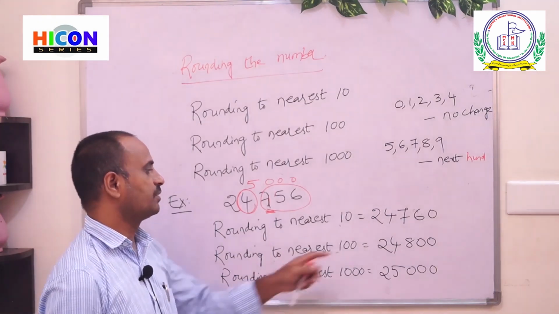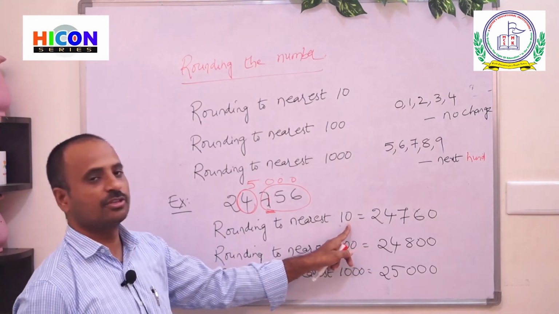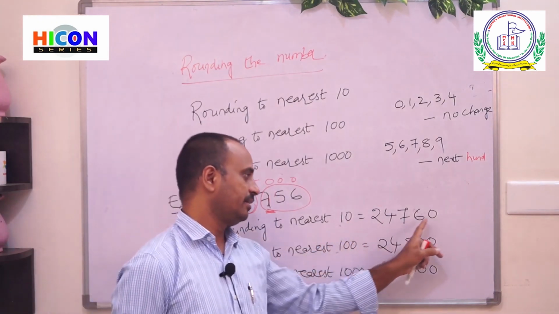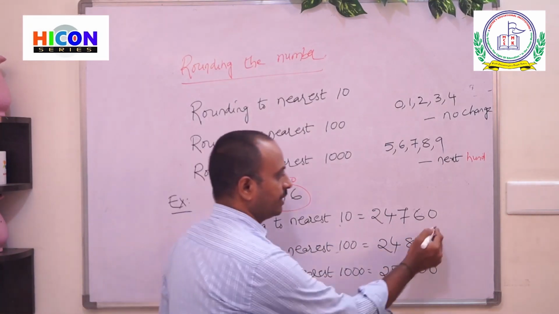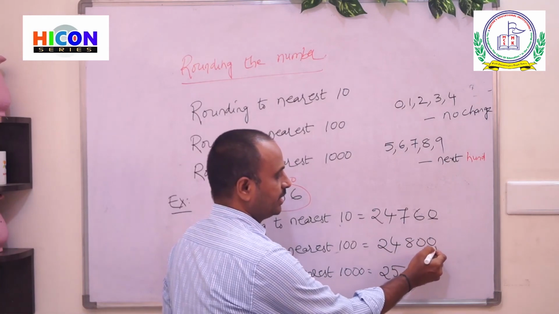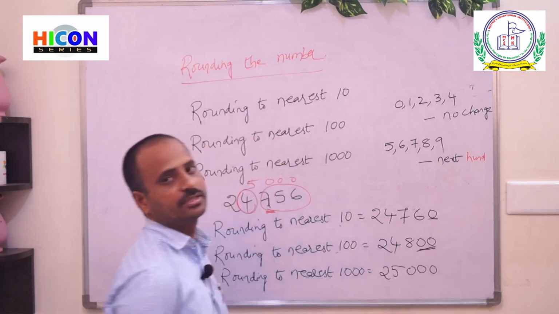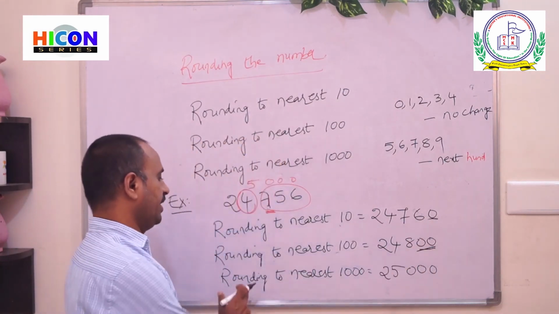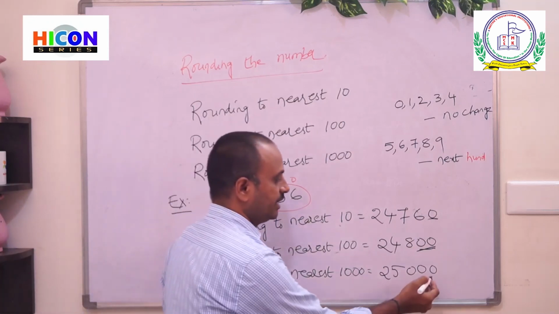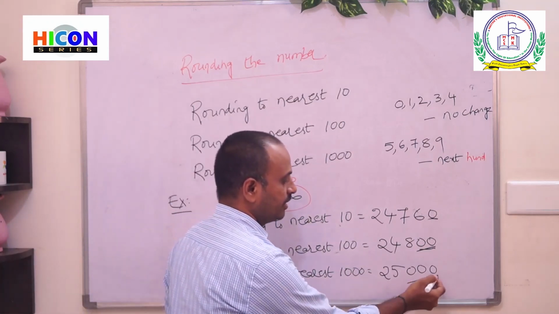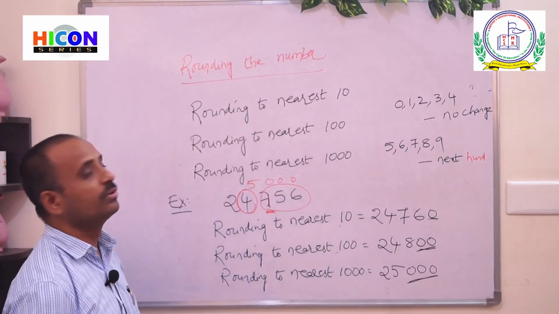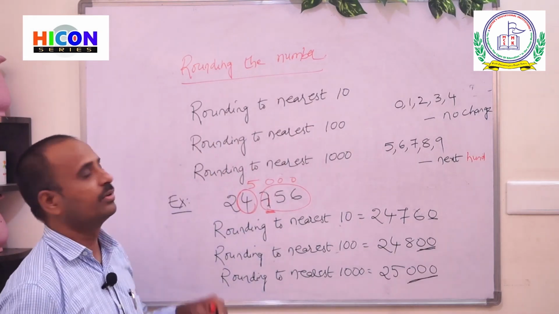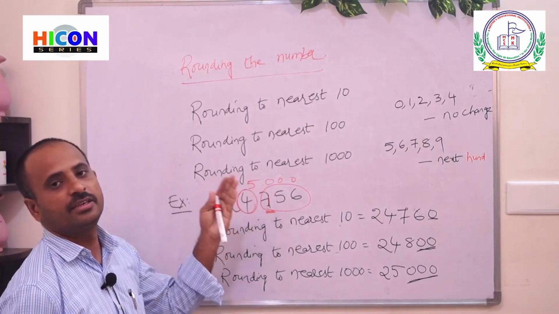If you observe carefully, if a number is rounded to tens, it will contain 1 zero at its last. If any number is rounded to hundreds, it contains 2 zeros at its last place. If any number is rounded to thousands, it contains 3 zeros at its last. So this is the way to round the given numbers to the nearest tens, hundreds and thousands.